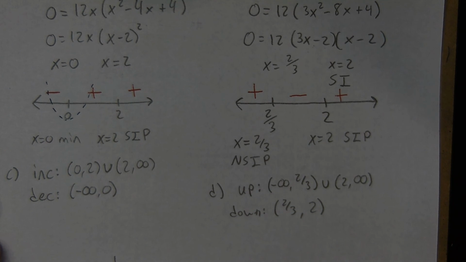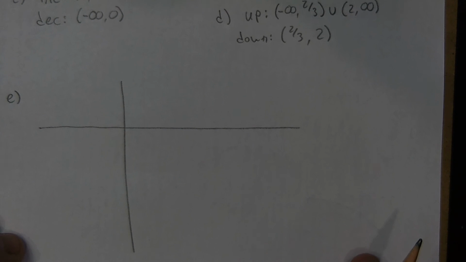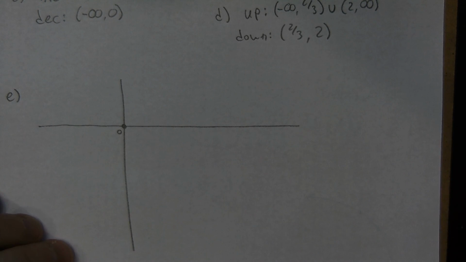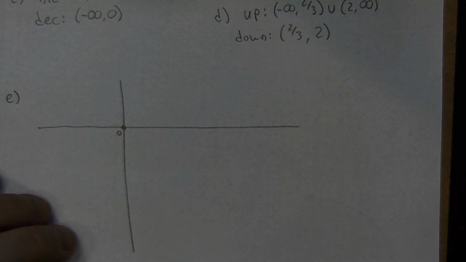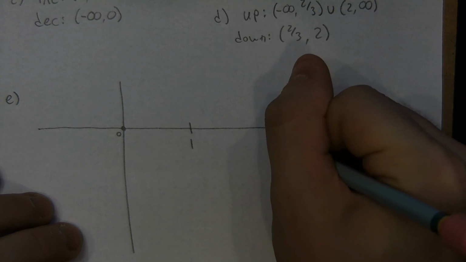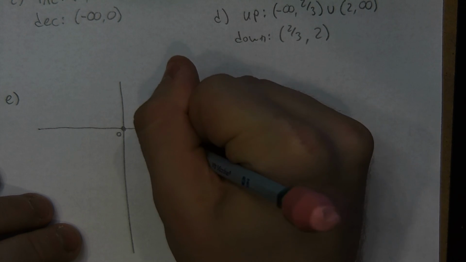Picture not drawn to scale. It's never drawn to scale. Drawing it nice and big. Okay, so you got x equals 0, obviously at the origin. I have an x equals 2 and an x equals 2/3. So if this is 1, this would be 2. And 2/3 would be somewhere around right here. Okay.